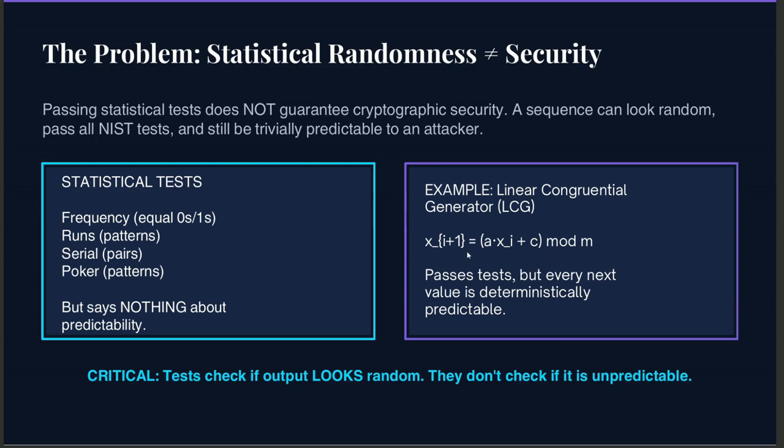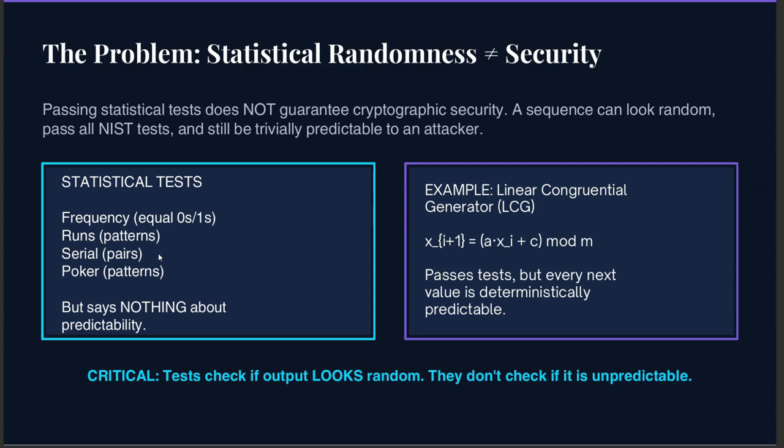Statistical tests ask only whether the output looks random. For example, the frequency test checks whether zeros and ones are balanced. The run test checks whether patterns appear naturally. The serial test checks pair distribution. The poker test checks repeating structure.